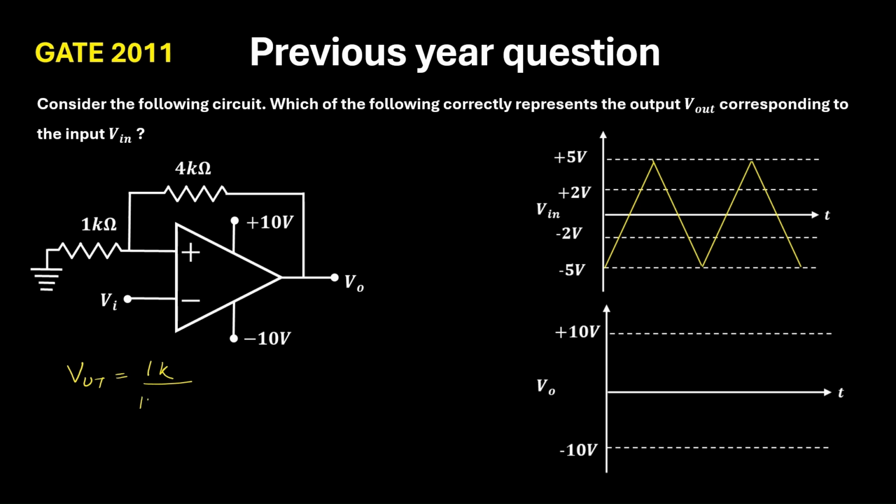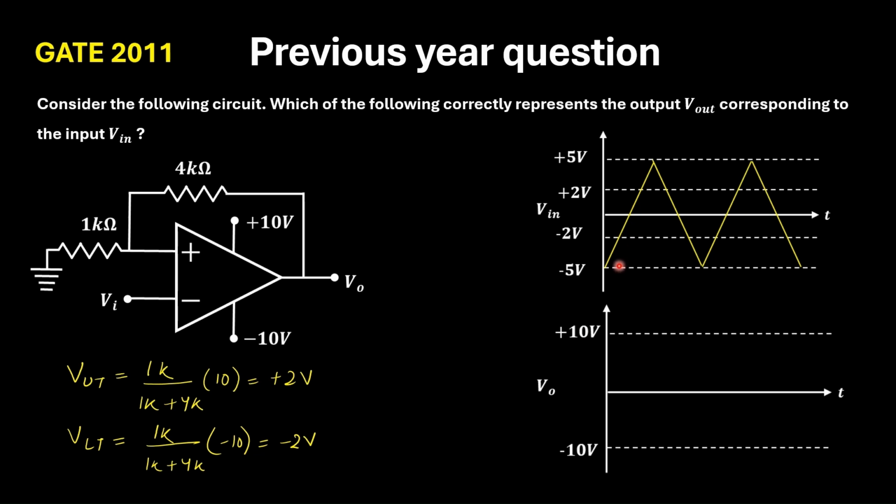So it will be 1K divided by 1K plus 4K into 10 volts. So this one will give plus 2 volt, and the lower threshold will be equal to 1K divided by 1K plus 4K into minus 10. So it will be minus 2 volt. Now the input signal is given here in yellow color, and we have to draw the output. So it will be either plus 10 or minus 10. Now we have to identify when it will be plus 10 and when it will be minus 10.